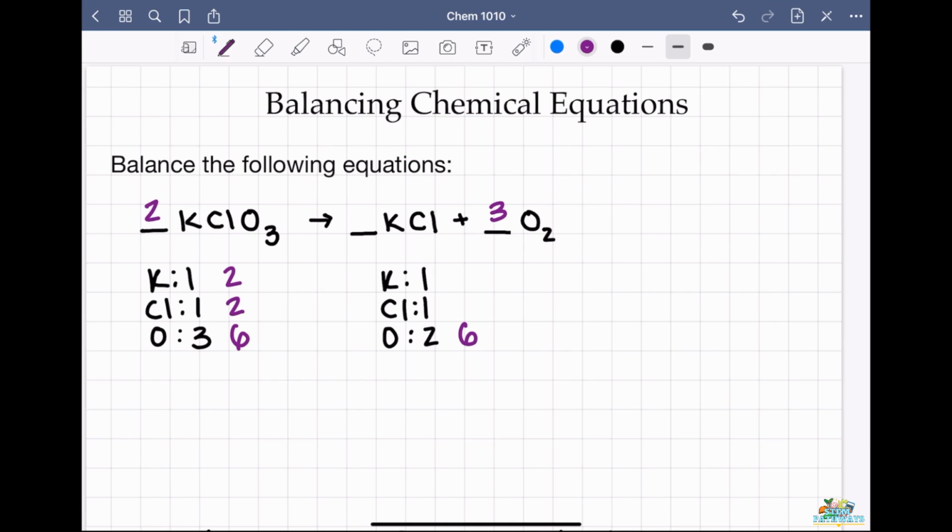And now we just have to balance the potassium chloride. So we can just easily put a 2 in front, giving us 2 potassium and 2 chlorine. And now we have a balanced equation.